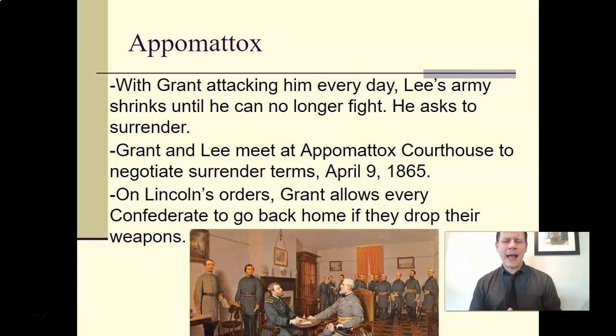Now, Lincoln had actually already talked to Grant about this occasion and had come up with a plan, so Grant already knew what these surrender terms would be. And on Lincoln's orders, they're very, very generous, right? Basically, Lincoln told Grant to tell Lee that if he surrendered, as long as his men laid down their arms, dropped their weapons, every Confederate soldier was free to go back home, right? You're not a prisoner of war. You're not going to be put under arrest.